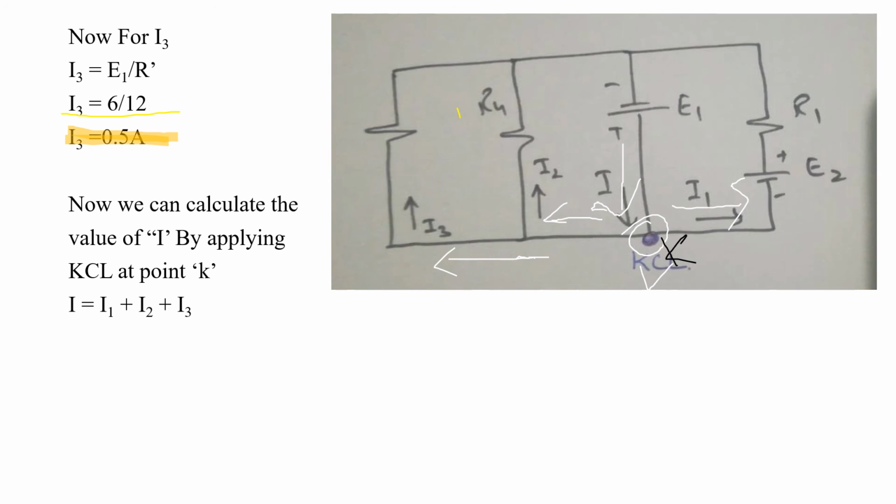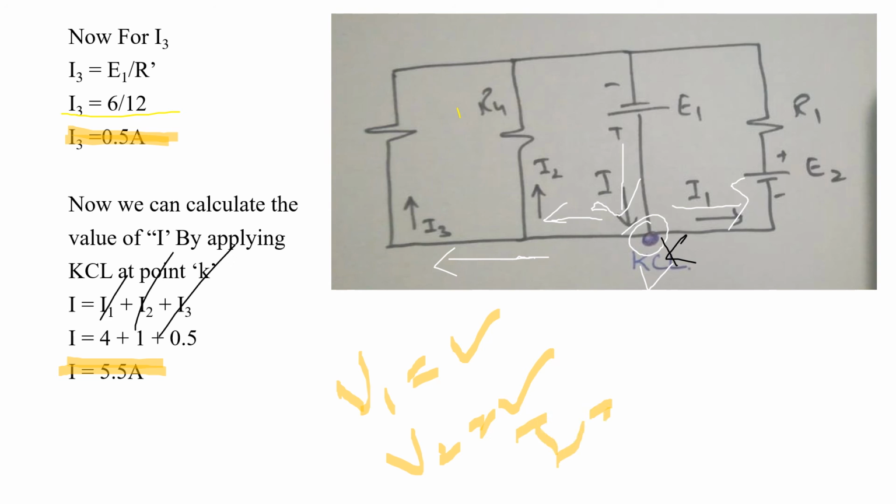We have all the values of I1, I2 and I3. Substituting the values into it, we get 4 ampere is the value of I1, 1 ampere is the value of I2 and 0.5 ampere is the value of I3. When we add all these three values, we get I is equal to 5.5 amperes, which is our required result. Now we see that we found the value of V1, we found the value of V2 and I. These are the required values which we had to find in that particular question.